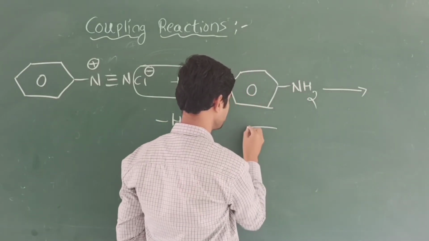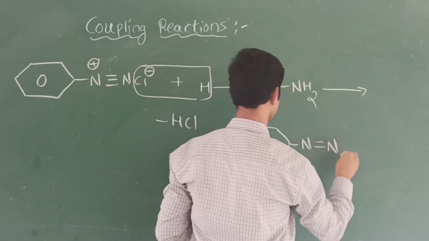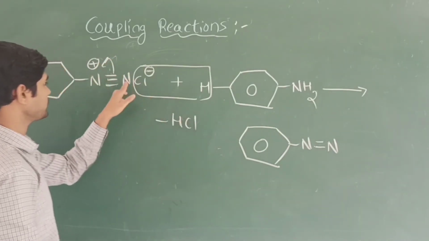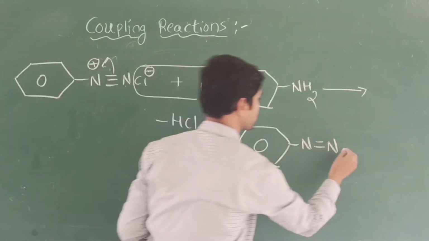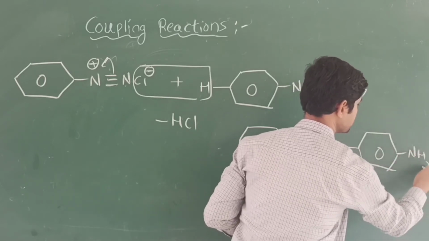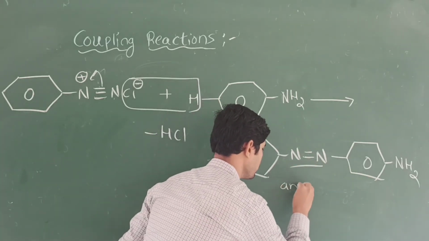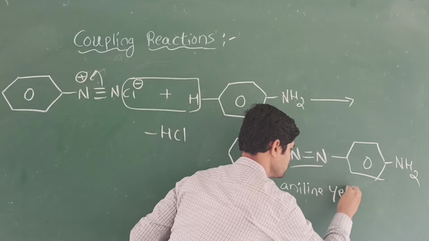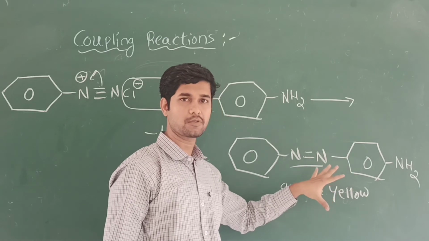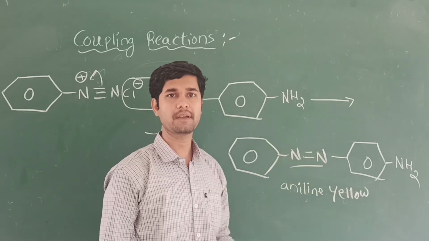So I am going to write that. The triple bond becomes a double bond, the nitrogen remains, and a new bond forms with the carbon of the nucleophile, the aniline. This para-amino azobenzene is called aniline yellow, because this compound gives a yellow color due to the stabilization by the two benzene rings.